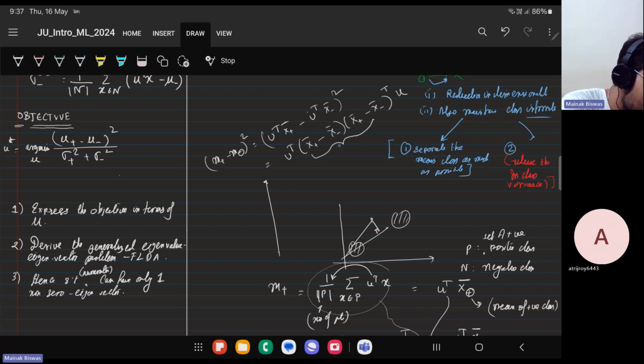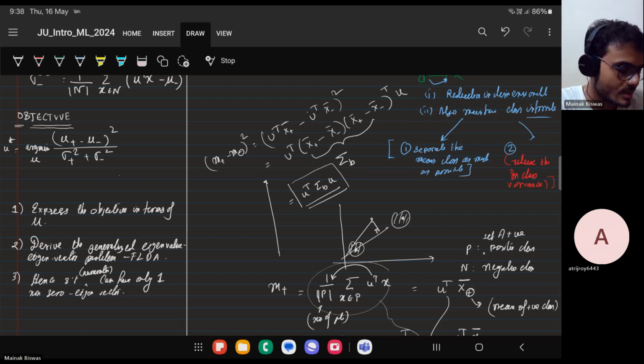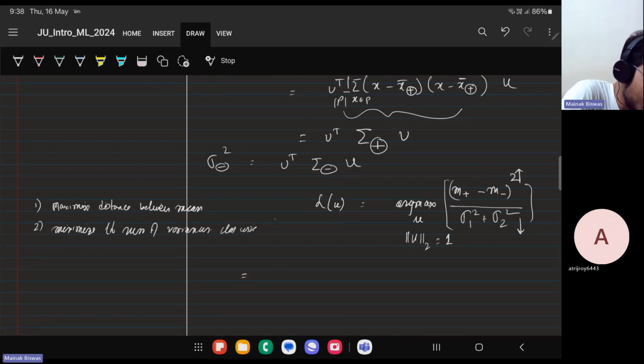So we will write this as the between class variance. This is defined as the between class variance, U transpose sigma B U. The distance between these two, what is the variance between the positive class and the negative class? Clear? Now optimize this. So this is equivalent to U transpose sigma B U over U transpose sigma T U.